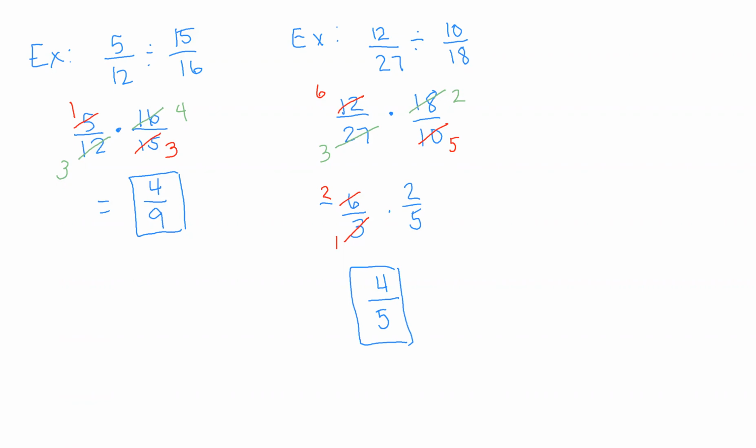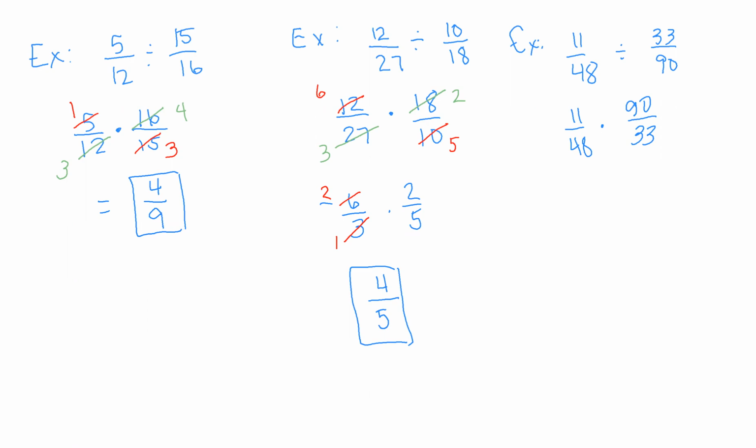One more, and then we'll pull up a new slide. Let's say I have 11/48 divided by 33/90. All right, first thing we want to do is convert to multiplication. So 11/48 times 90/33. All right, we want to look for anything top to bottom that could cancel.